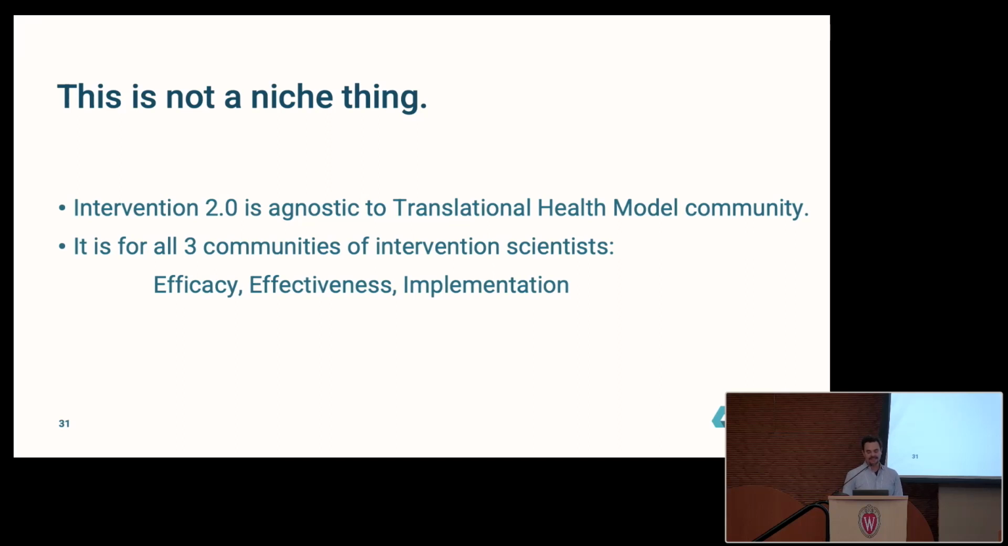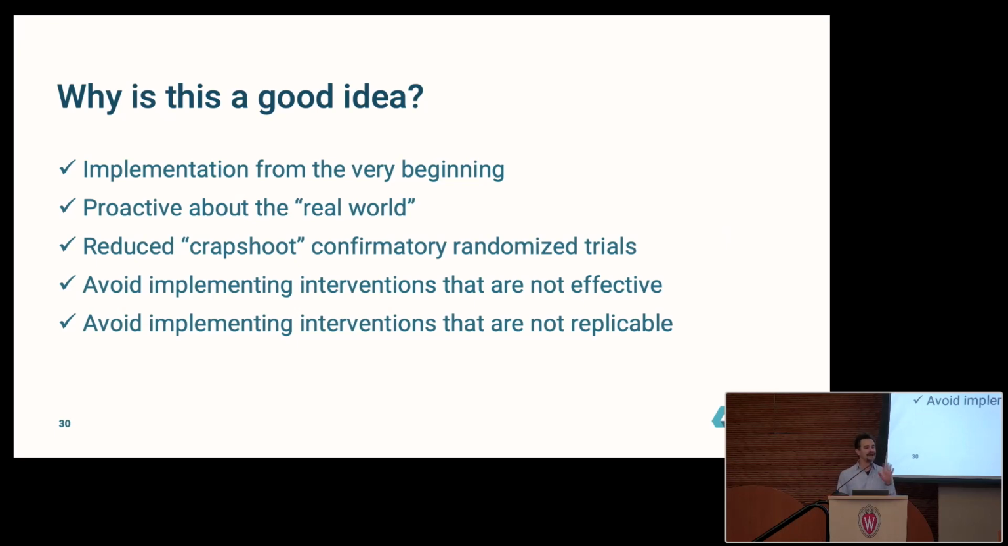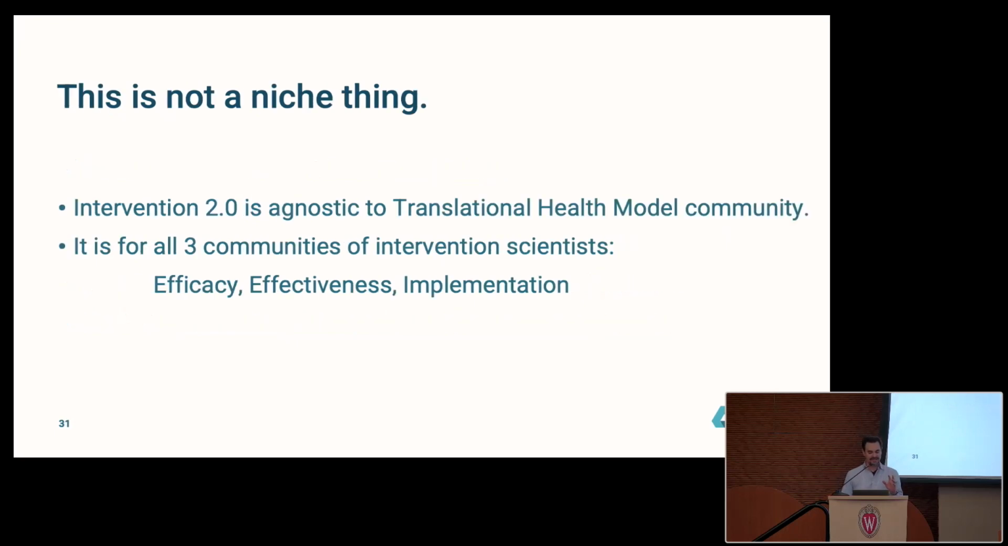This is agnostic. Everything I just showed you, this whole thing is agnostic to the translational health model. I got 2 minutes left, and it's okay. I'm not going to get through my slides, but it's agnostic to the translational health model. So this is for all 3 of our primary communities: the efficacy people, the effectiveness, and the implementation strategy people. It's for all 3. So I'm actually arguing that even the efficacy people got to start thinking about the intervention step 1 in the real world.